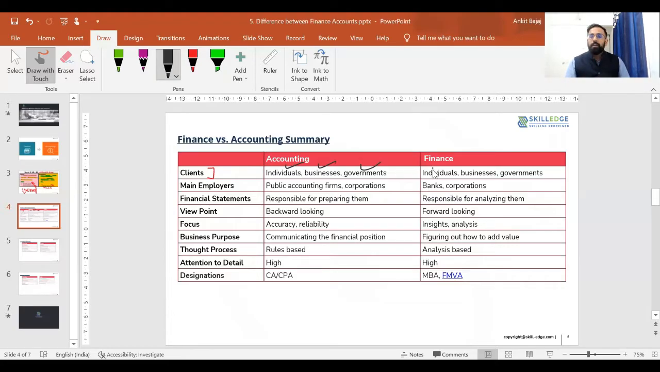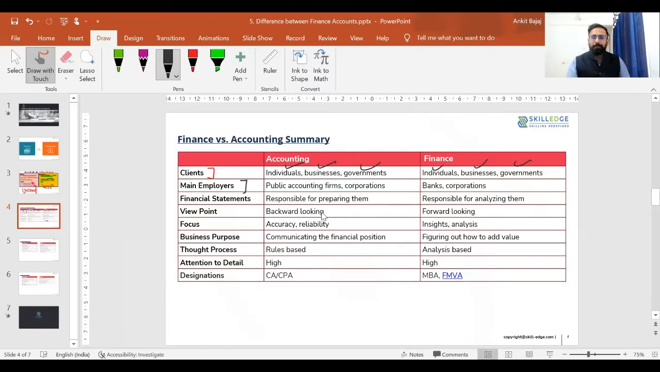Similarly, for finance also, you will get individuals as clients, businesses as clients, and governments as clients. But their clients are quite different from accounting clients. Why am I saying that? Because insurance companies and banking companies require more finance people as compared to accountants, right? If I talk about the employer, who is going to be the employer?